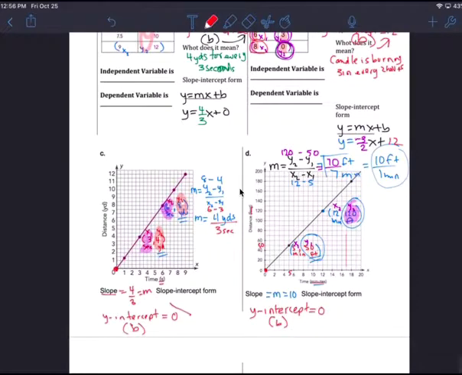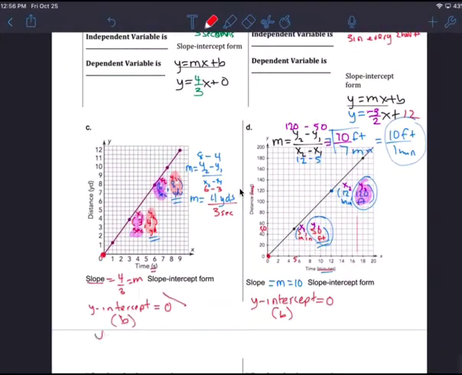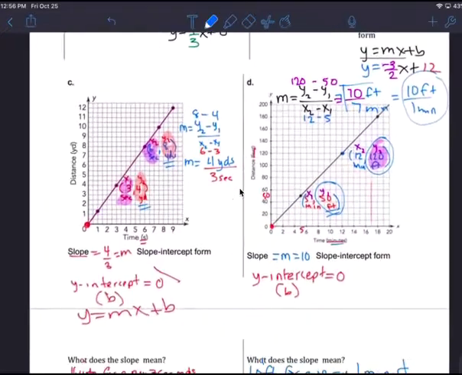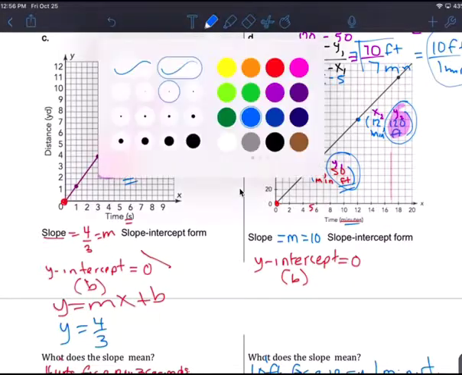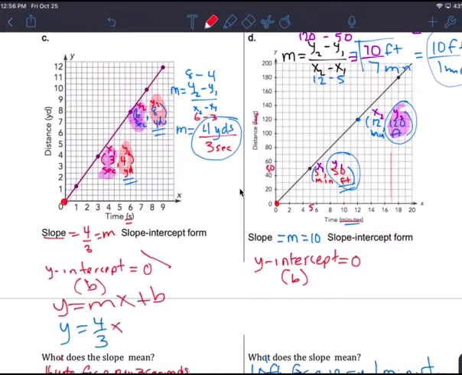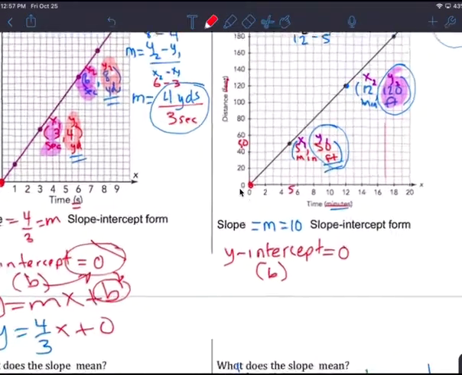Okay, here, same thing. Y equals mx plus b. Copy your y. M is 4 over 3. Bring down the x. The y-intercept is 0. B is 0, so you put 0 there. Plus 0.